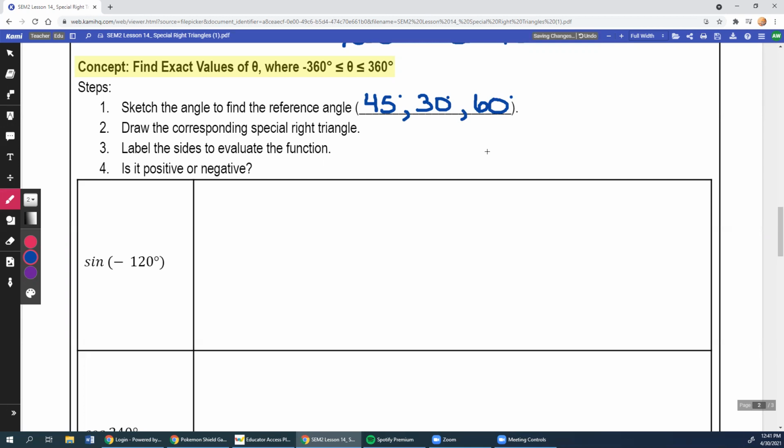And the reason is, those are the triangles we used. There's only 2 right triangles we'll be using this whole time, and it's going to have one of these 3 angles. After you determine what your reference angle is, then you're going to draw the corresponding right triangle. Then we're going to evaluate the function, like we did up top, and then determine if it's positive or negative. So let me show you how these steps work.